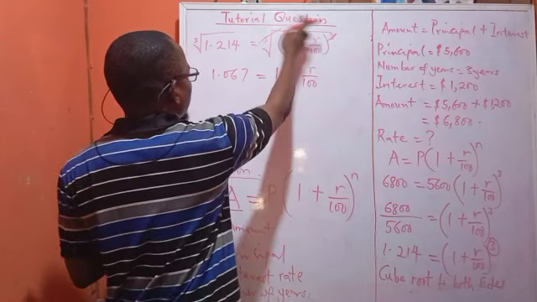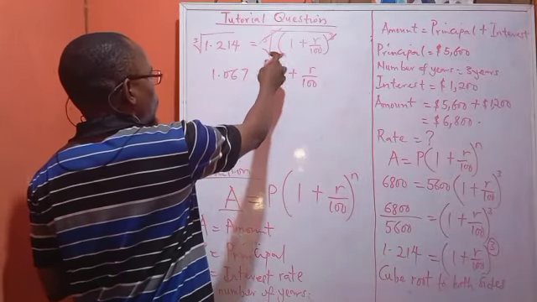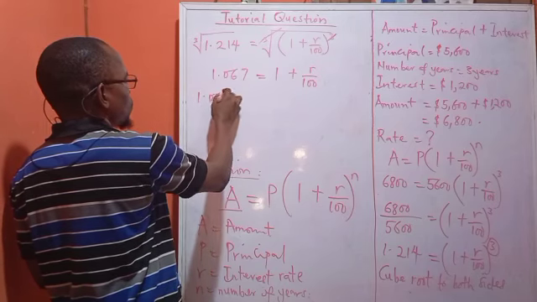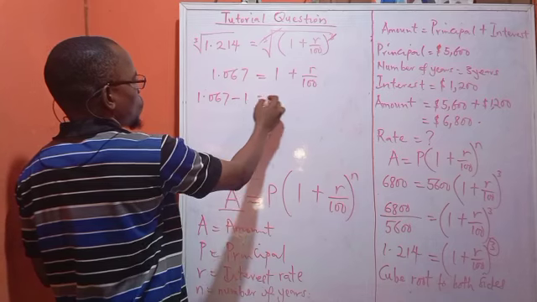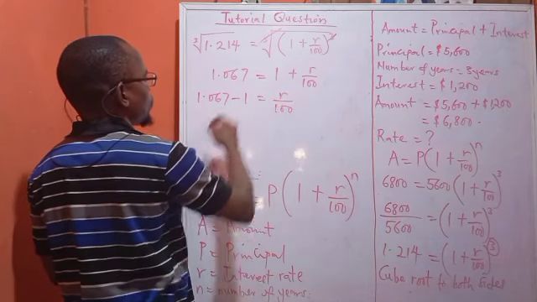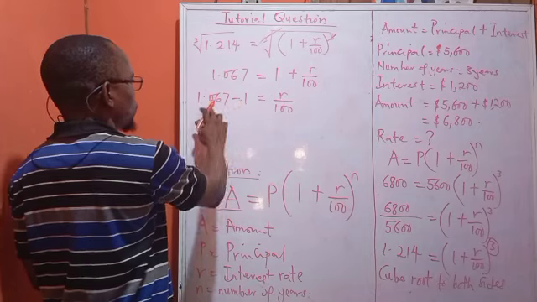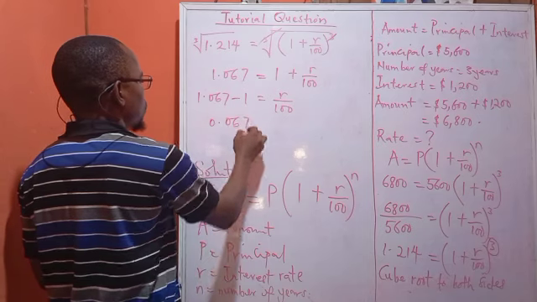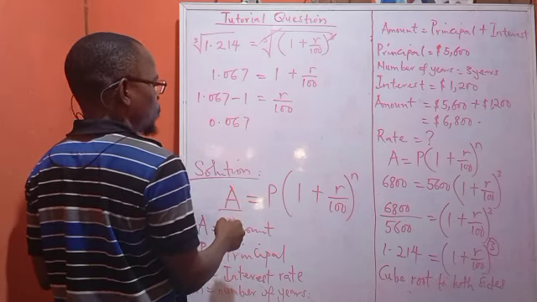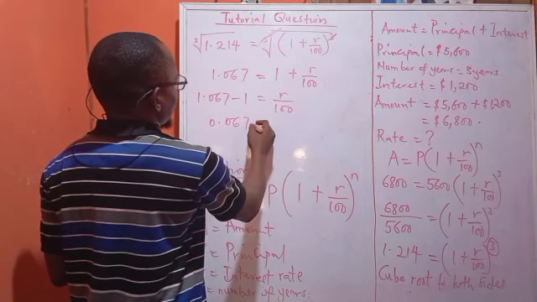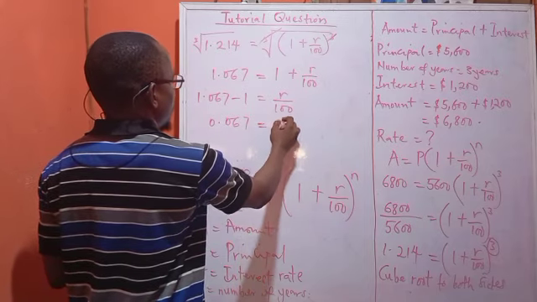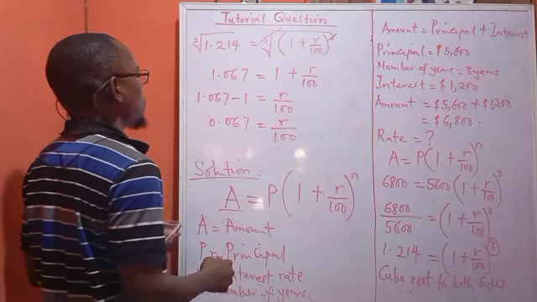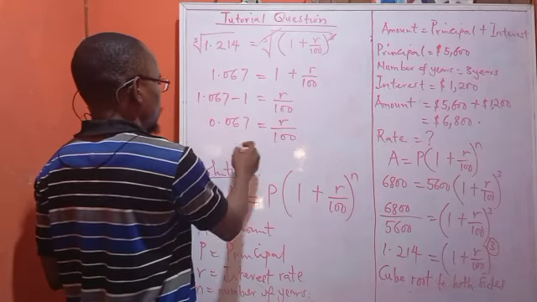Because this has already been cancelled out, let's take this to this point. We'll have 1.067 minus 1 equal to R over 100. If we subtract, I'll have 0.067 equal to R over 100.